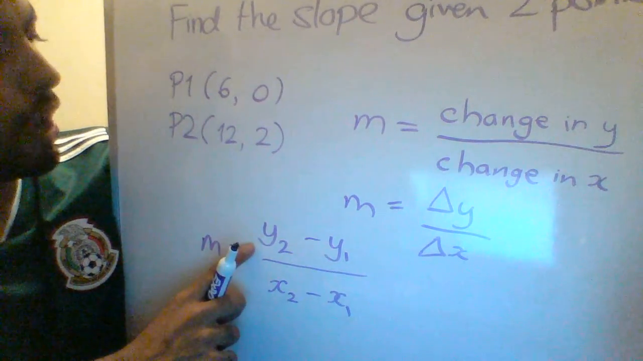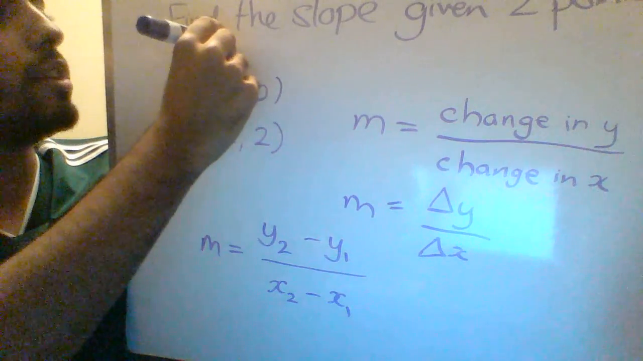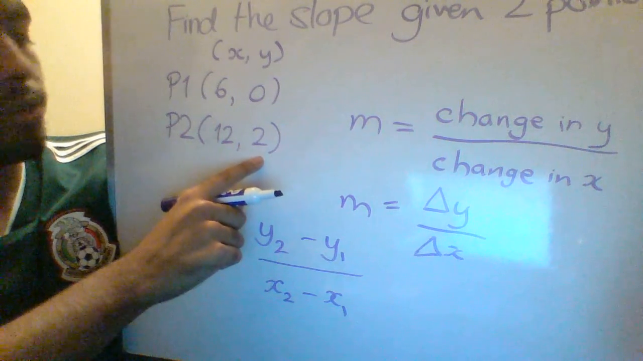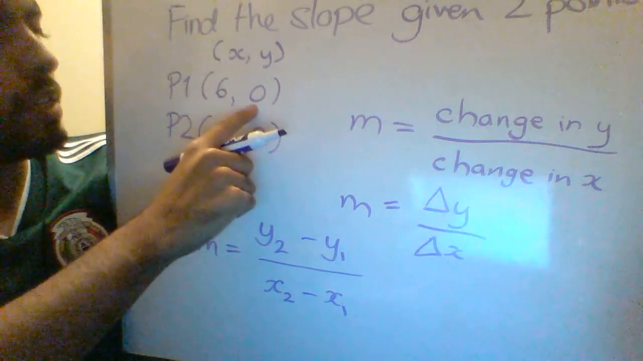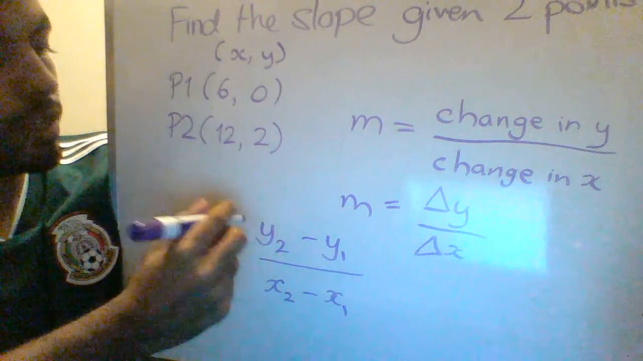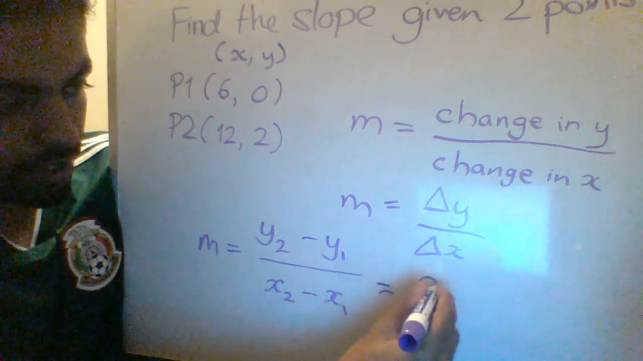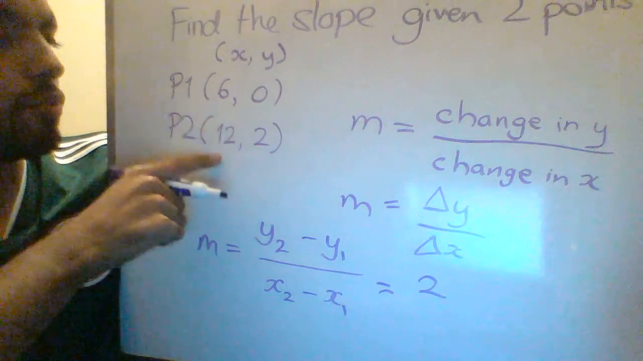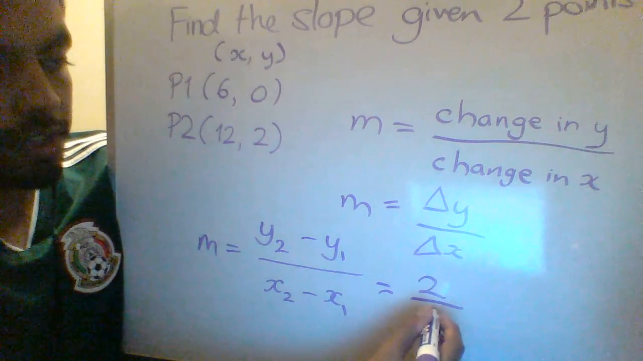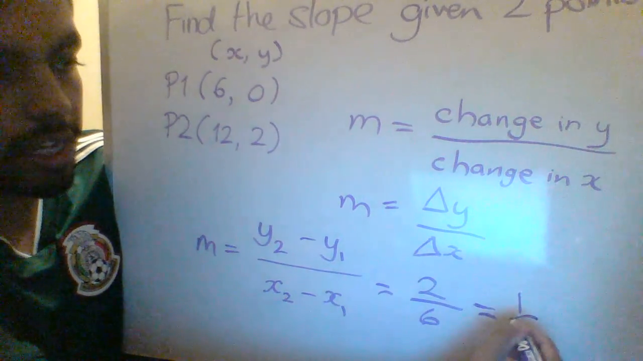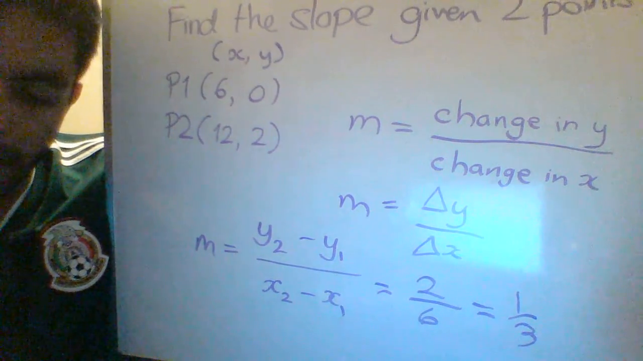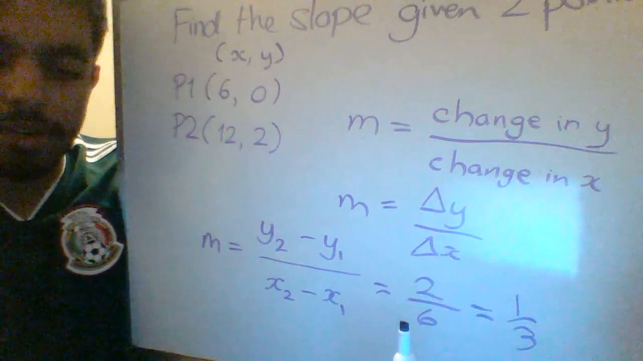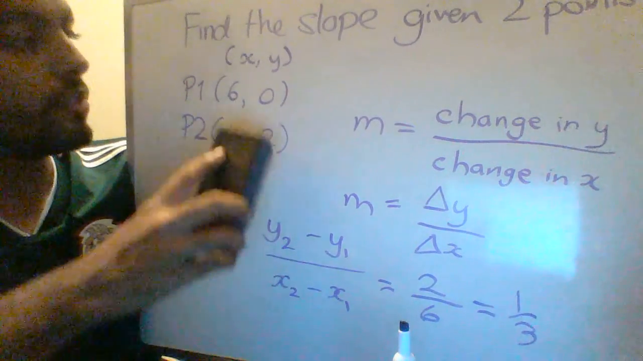Now, change in y, y2 minus y1. Remember that these points are written in the form (x, y). So y2 is 2, and y1 is 0. So y2 minus y1 is 2 minus 0, so that's just 2. And then x2 minus x1 is 12 minus 6, which is just 6. So that's 2 over 6, which is the same thing as 1/3. Awesome. Hopefully this is all making sense. We're going to do 2 more examples of that.